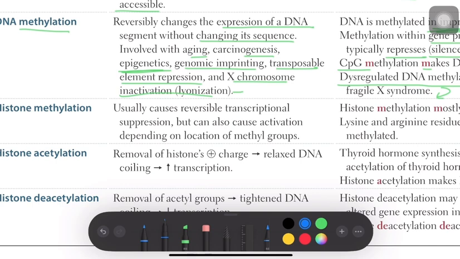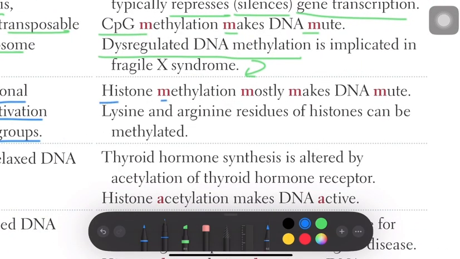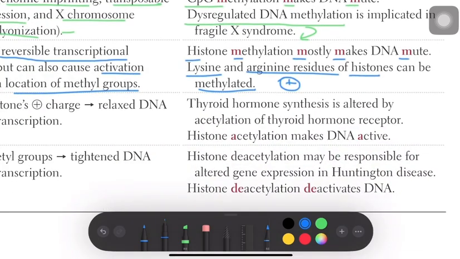So, histone methylation usually causes reversible transcriptional suppression, but it can also cause activation depending on the location of the methyl group. So, mnemonic is histone methylation mostly makes DNA mute. Now, lysine and arginine residues of histones can be methylated. Also, remember, lysine and arginine are the ones that give positive charge to histone.